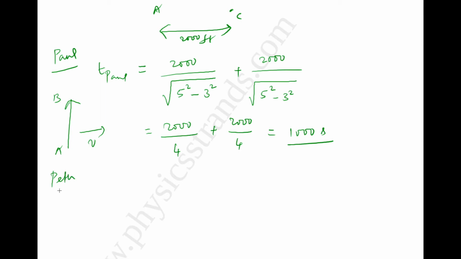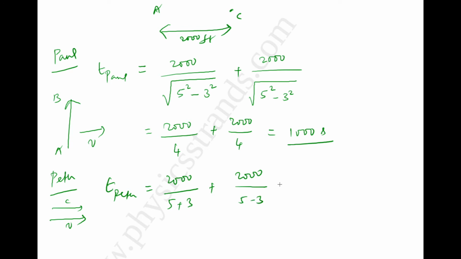Now let us proceed to calculate the time for Peter. Peter travels along the river direction, and then opposite to it later for the return journey. So here it is simple: L over c plus v, plus L over c minus v in our original derivations. So this is 2000 over 8 plus 2000 over 2, that is 2000 plus 8000 over 8, so that is going to be 10,000 by 8, that is 1250 seconds.